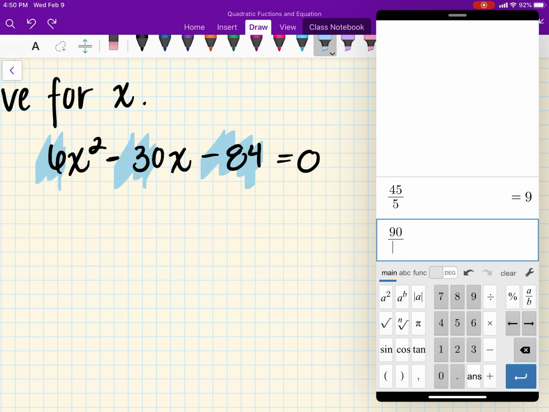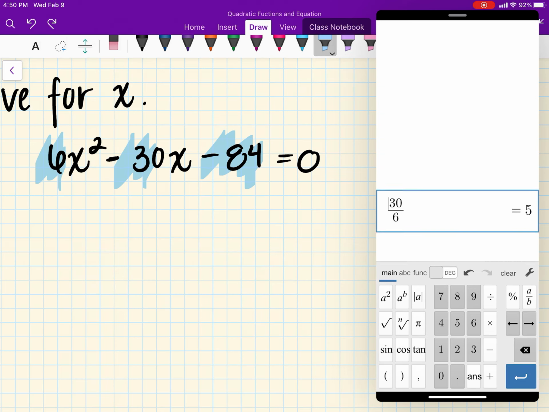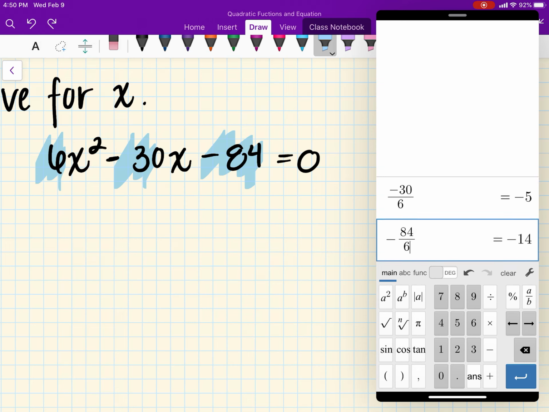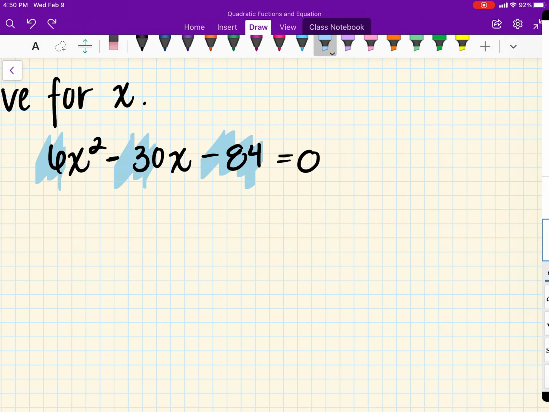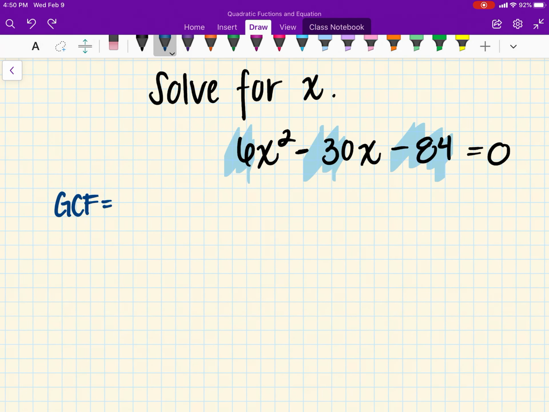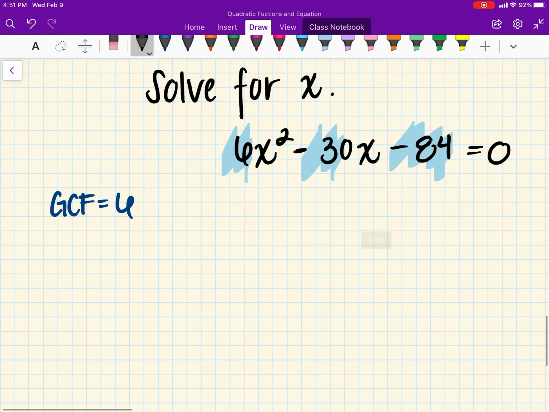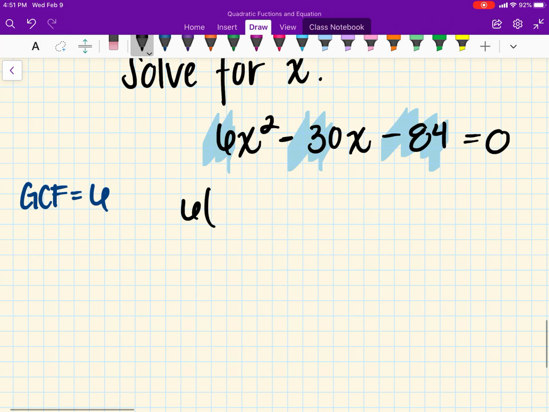So 30, if I do 30 divided by 6, I get 5. And it's actually negative 30. And if I do negative 84 divided by 6, we get negative 14, not 114. So in this case, we are going to be factoring out a GCF of 6. And if we do that, we have the following. So 6, and I have 6 divided by 6 is 1, and we're left with the x squared. Negative 30 divided by 6 is negative 5. Bring down the x, and negative 84 divided by 6 is negative 14.